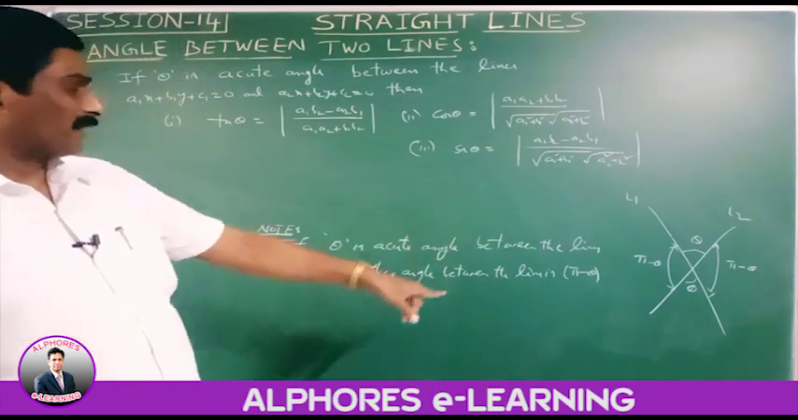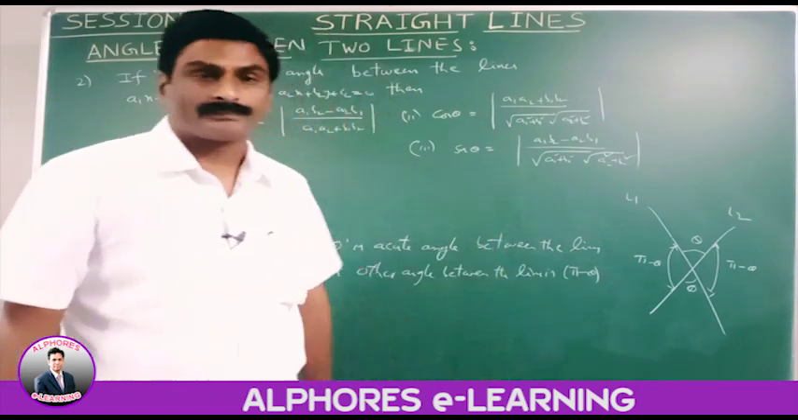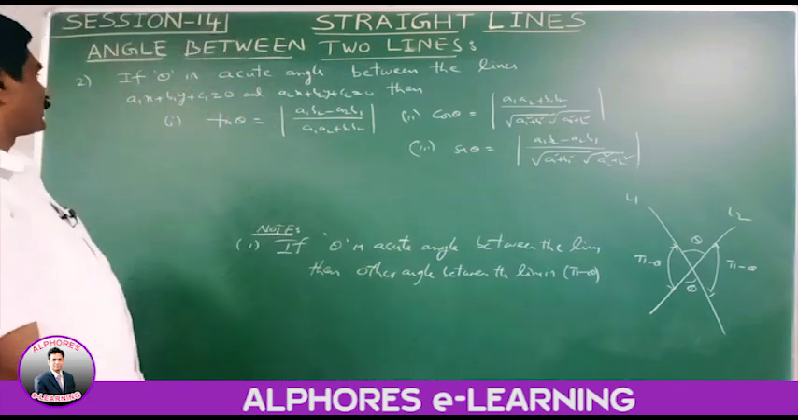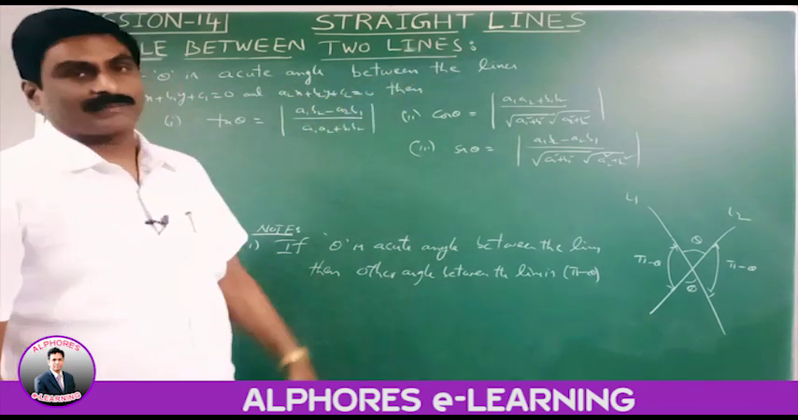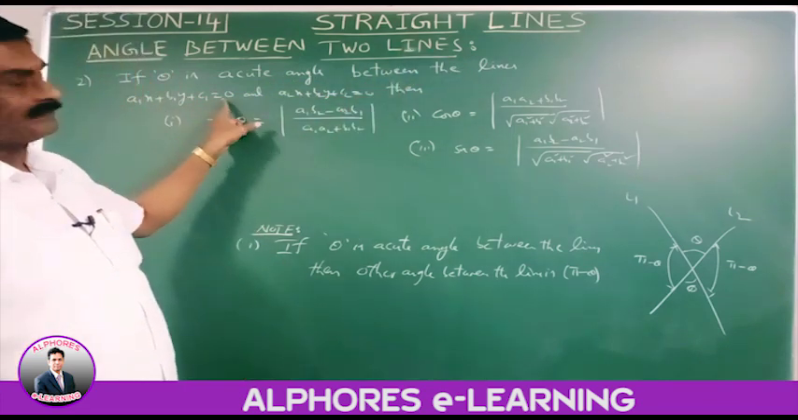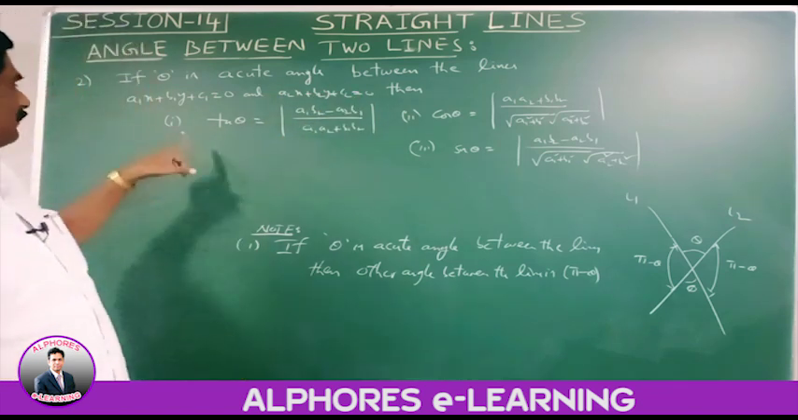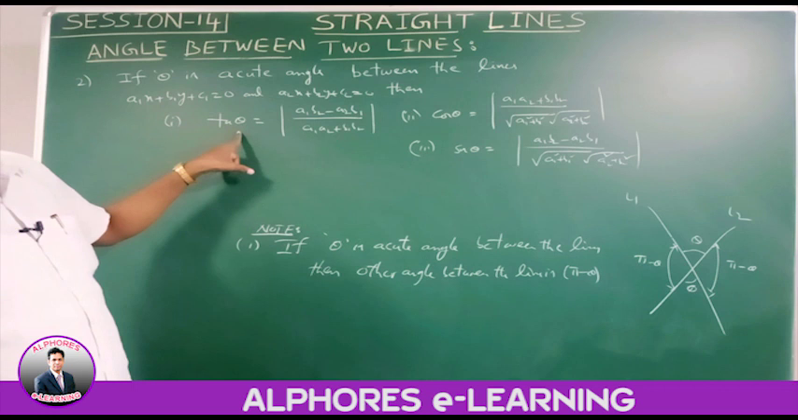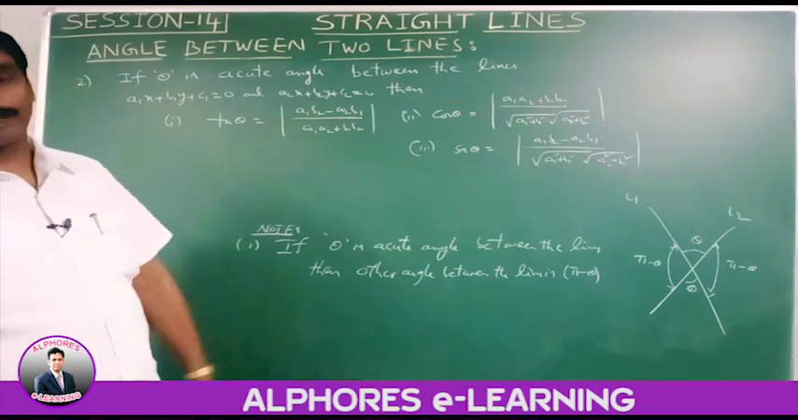If theta is the acute angle between the lines, then the other angle between the lines is pi minus theta, and draw the diagram. Next, second point. If theta is the acute angle between the lines a1x plus b1y plus c1 is equal to 0 and a2x plus b2y plus c2 is equal to 0, then tan theta is equal to mod of a1 b2 minus a2 b1 by a1 a2 plus b1 b2.